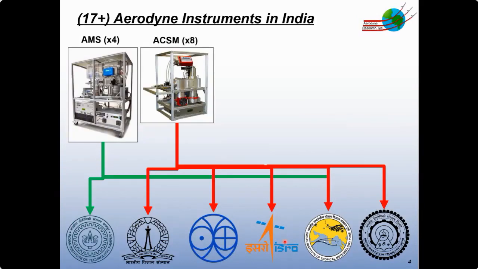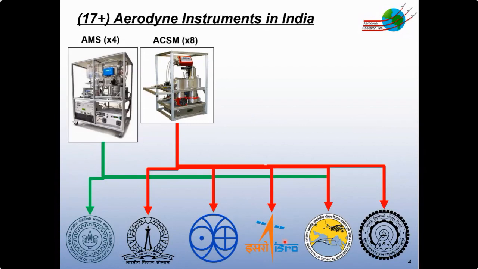Another very similar instrument, but more of a monitoring type instrument instead of a research instrument, is our aerosol chemical speciation monitor. This has been the instrument that we've delivered most to India to this point, to the groups shown below. It serves a similar purpose, in that it measures the chemical fingerprint of suspended aerosols in the air under 1 micron in diameter or under 2.5 microns in diameter, depending on the configuration of the instrument.